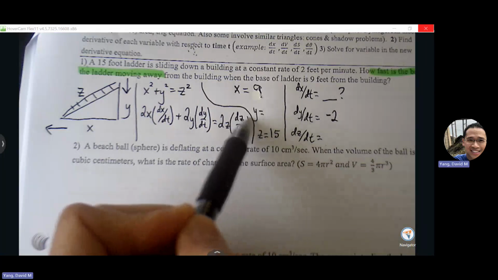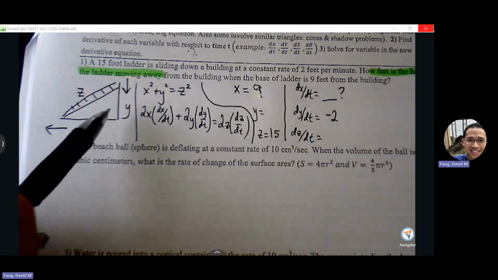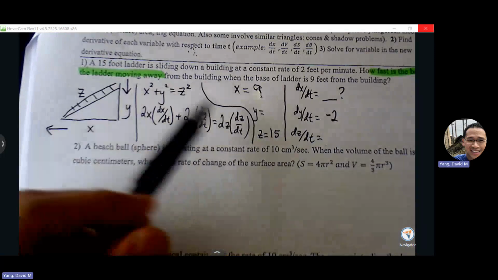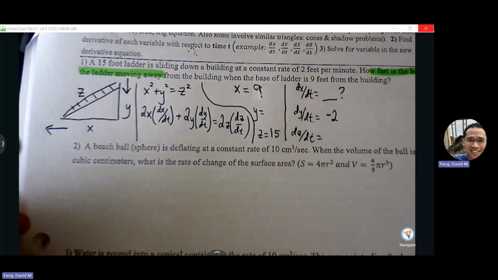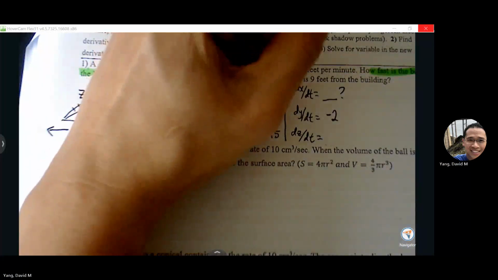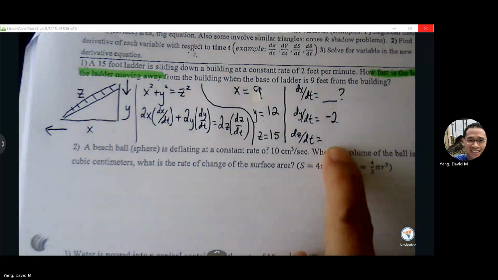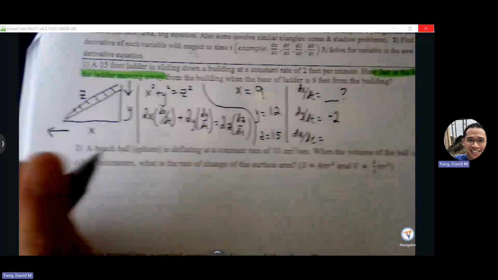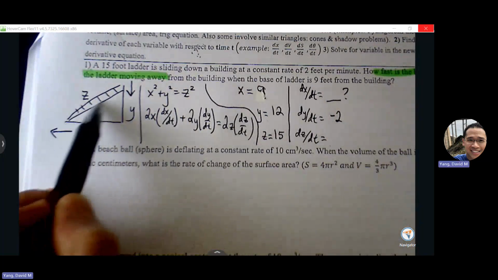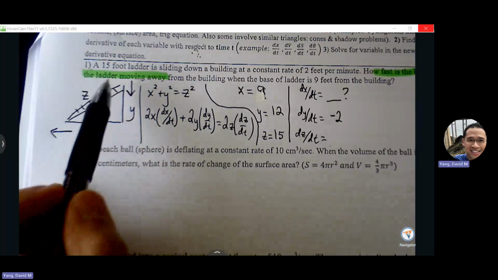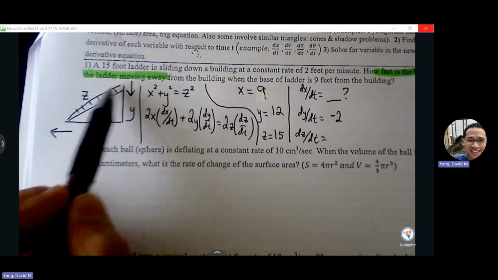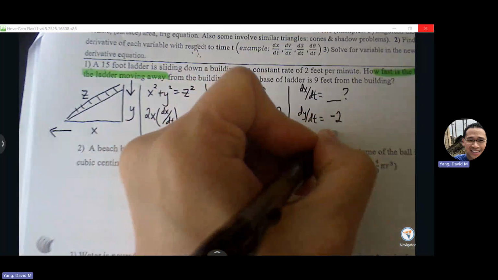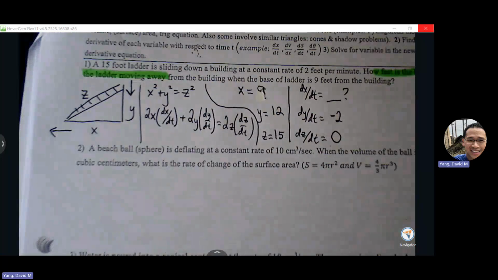How do you think we can find y? Pythagorean theorem, right? a squared plus b squared equals c squared. So 9 squared plus y squared equals 15 squared. We use our calculator. It's going to end up giving us 12. And what do you think dc/dt is? Okay, 0. Why is it 0? Is the ladder growing? Is the ladder changing? It's going to be 15 feet at the beginning of the problem. It'll be 15 feet at the end of the problem. So it doesn't change, right? So the rate of change is 0. That hypotenuse length is not going to change over time.